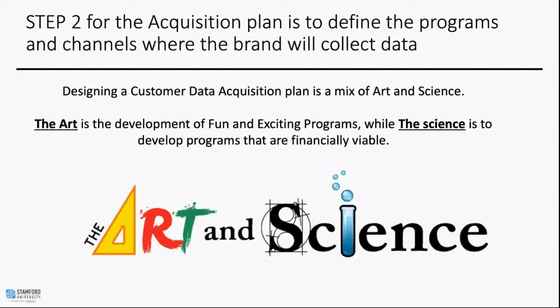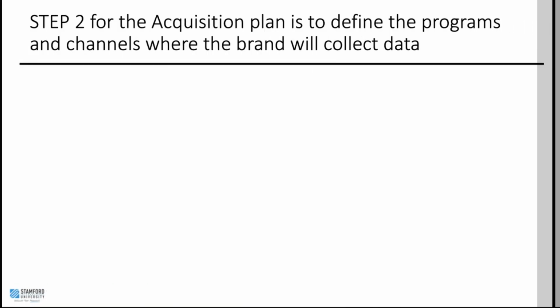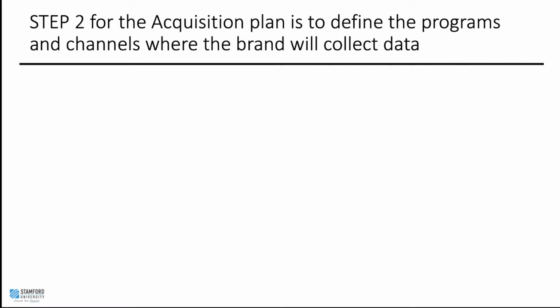Now the fun part begins. Step 2 of the acquisition plan is to define the programs and channels where the brand will collect data. All right, so it's designing a customer acquisition plan, and really it's a mix of both art and science. All right, you have to be creative while at the same time looking at the numbers and making sure that your acquisition plan is financially viable. So now, to help in your program design, we'll present 3 strategic categories to consider in your program.